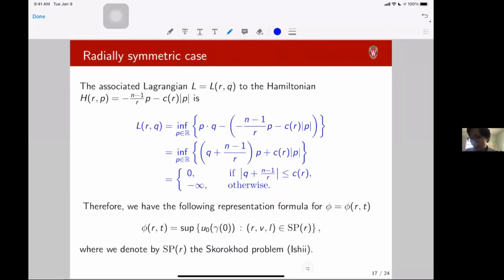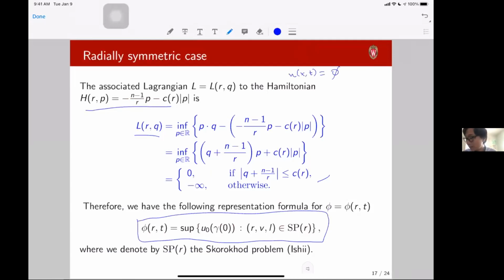So it's a concave Hamilton-Jacobi equation, and we can look into the Lagrangian framework. We take the Lagrangian corresponding to this Hamiltonian. We have this, and then we can use the optimal control formula to find this formula for the solution phi of R, T to be exactly this. Again, this is u of x, t equals phi of x, t, which is phi of R, T. So we can look into the solution in this aspect.